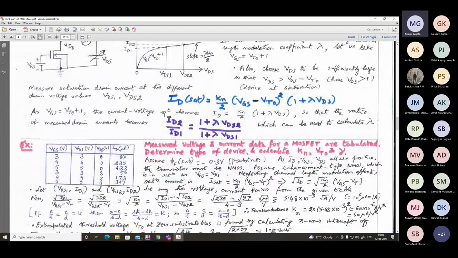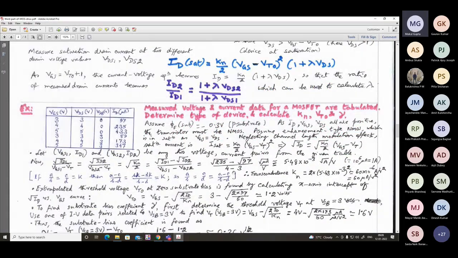Okay. Now, let us take one numerical example. Measure the voltage and current data for a MOSFET, which are tabulated, and let us determine the type of device and calculate.